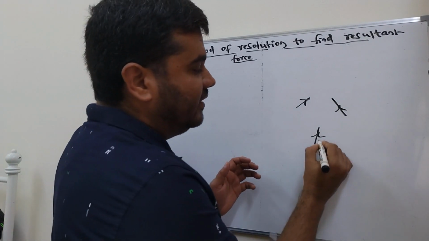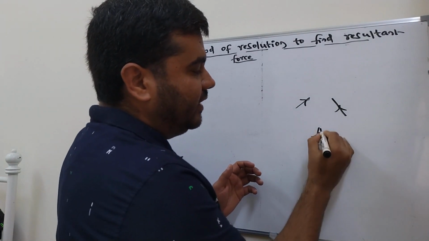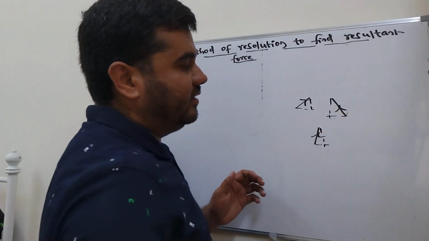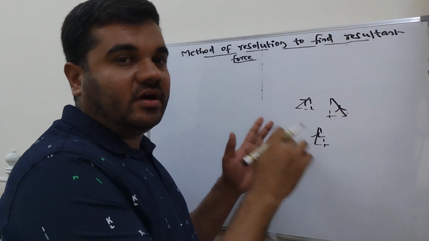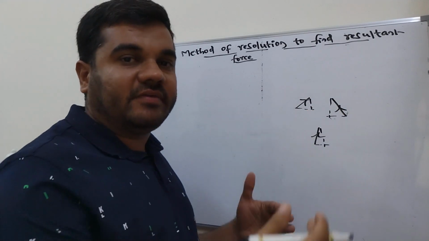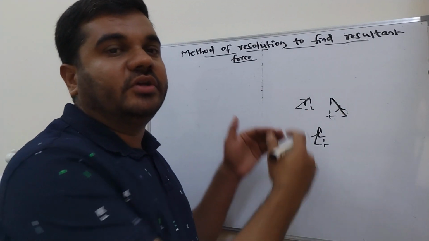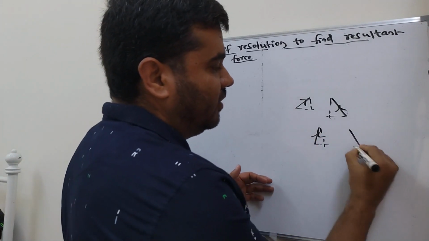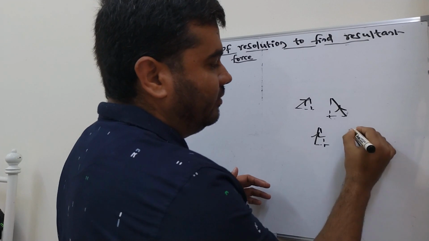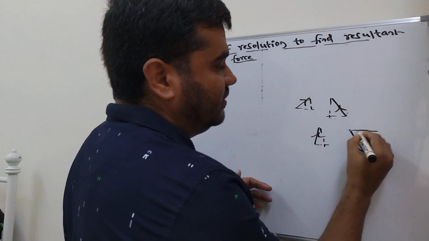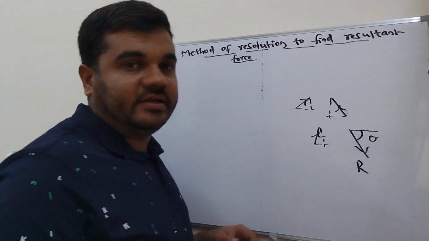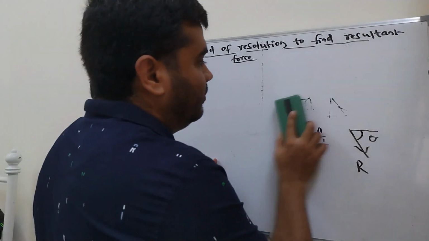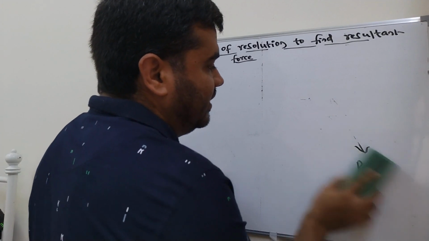Resolution means you need to split each force into horizontal and vertical components. You make the summation of all horizontal forces and the summation of all vertical forces. Then you apply the formula to find the total resultant force and where it will be acting, its direction with respect to horizontal. Now let us see the procedure for finding the resultant force by using the resolution method.